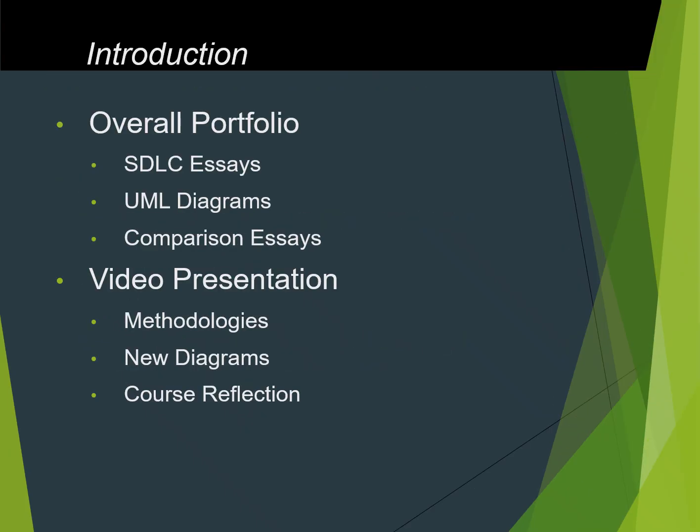So first, we will review what has been accomplished for the course project. It consisted of a portfolio containing every SDLC essay, UML diagram, and comparison essays, which were equally divided up between myself and Nathan. Sticking with our group contract, we alternated tasks per week until the final project. For this presentation, it involves a summary of what is on the prior portfolio, explains briefly new topics not discussed within the course, and an overall reflection.